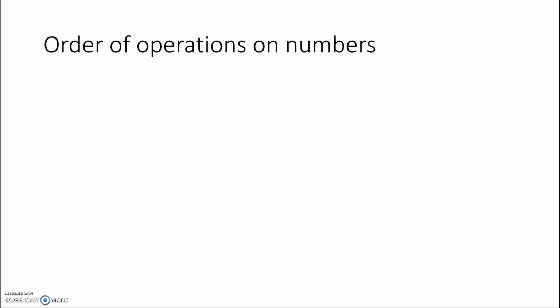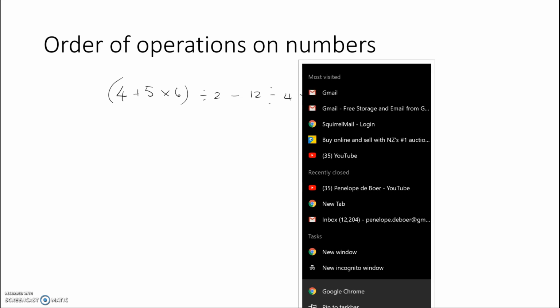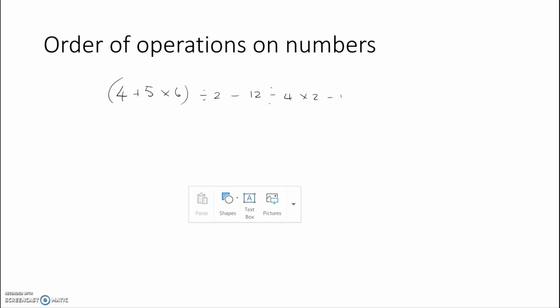If the calculation contains brackets, then we do these first. So if we've got 4 plus 5 times 6 in brackets divided by 2 minus 12 divided by 4 times 2 minus 1, then we have to do the bit in the bracket first. So again, the multiplication first. So it would be 5 times 6, which is 30, plus 4, which is 34, divided by 2 minus 12 divided by 4 times 2 minus 1.